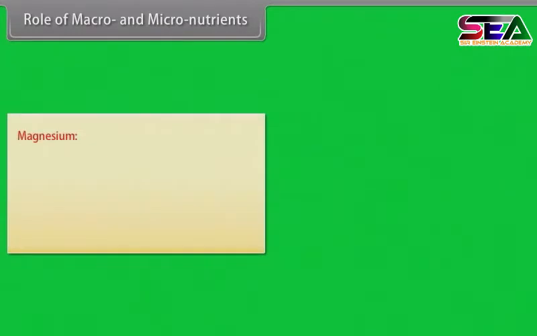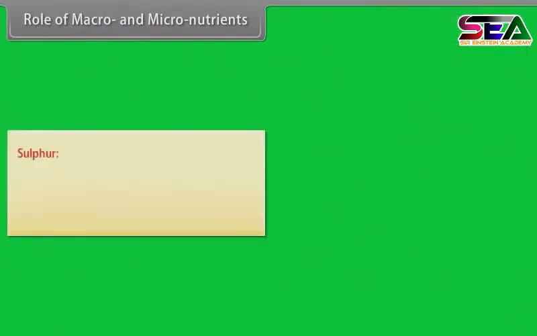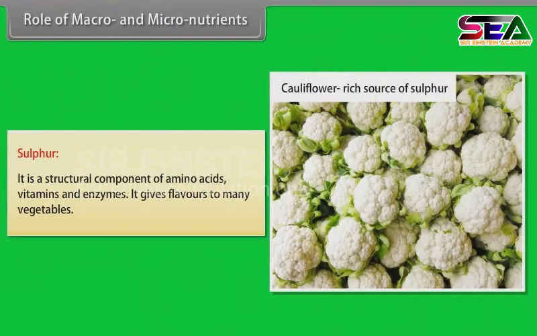Magnesium. It is a structural component of the chlorophyll molecule and is required for functioning of enzymes in plants to produce carbohydrates, sugars and fats. It is essential for the germination of seeds and used in the formation of fruits and nuts. Sulfur. It is a structural component of amino acids, vitamins and enzymes. It gives flavors to many vegetables.